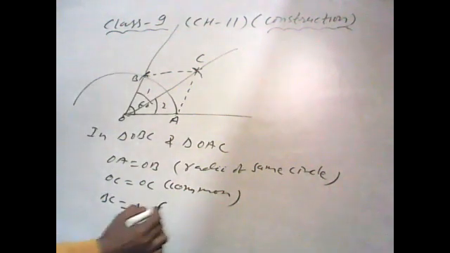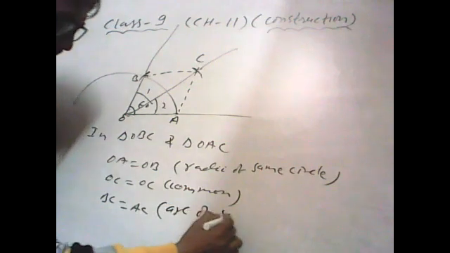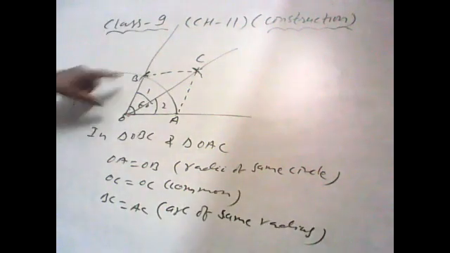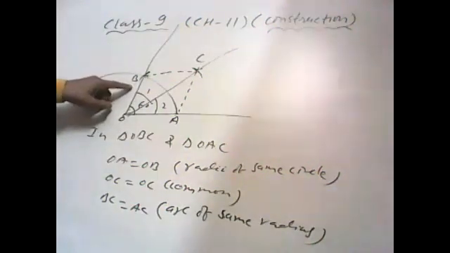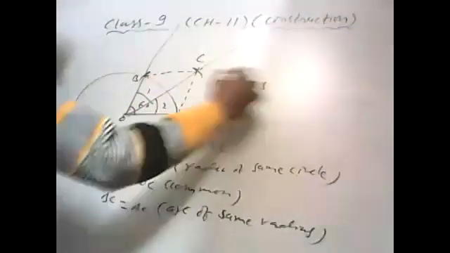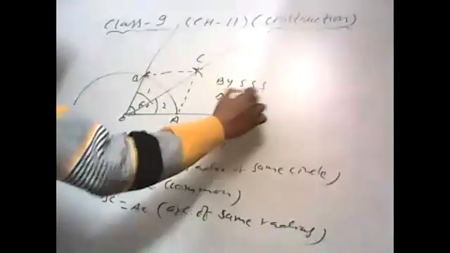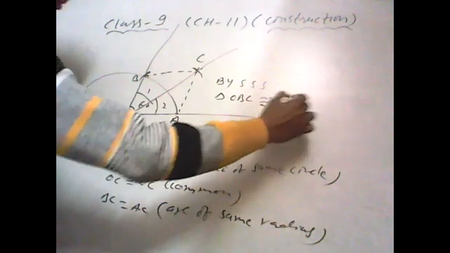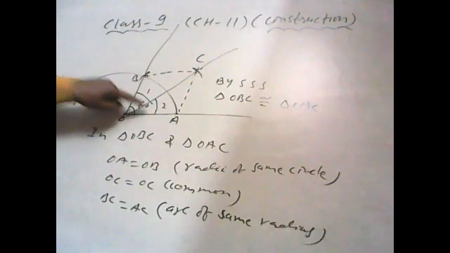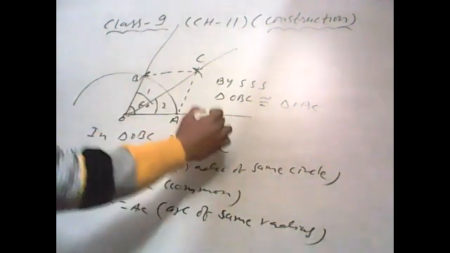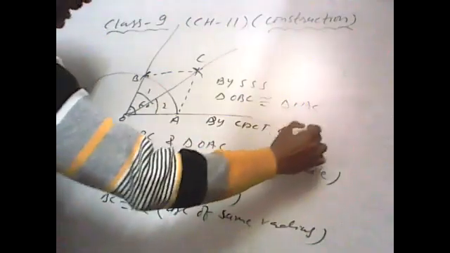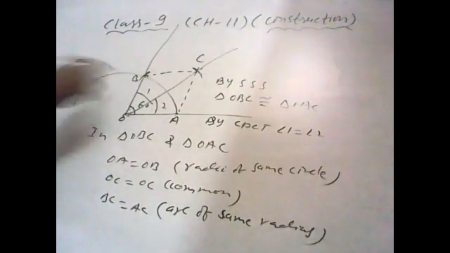That's why BC is equal to AC, arcs of the same radius. So students, both the triangles are congruent by SSS. So by SSS, triangle OBC is congruent to triangle OAC. Yes. Now by CPCT, what? This equal to this. This is the corresponding part of this angle. So by CPCT, angle 1 is equal to angle 2. This is the justification of the angle bisector.